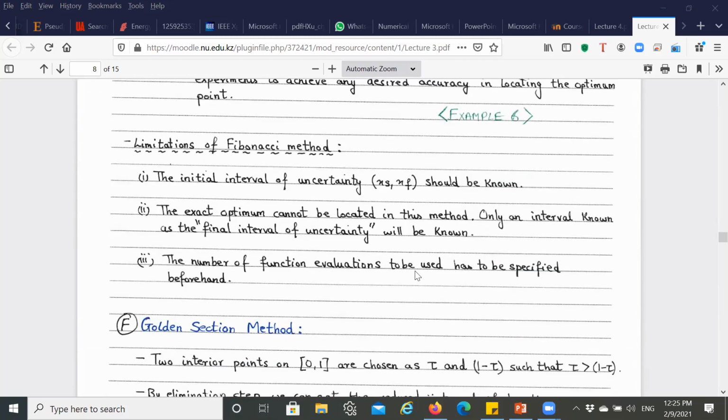Now, what are the limitations? What are the drawbacks of the Fibonacci method? Well, obviously, in the beginning, we should have some given interval. That's okay. Another thing is we should know the value of n in advance.